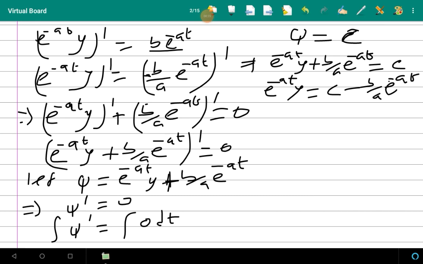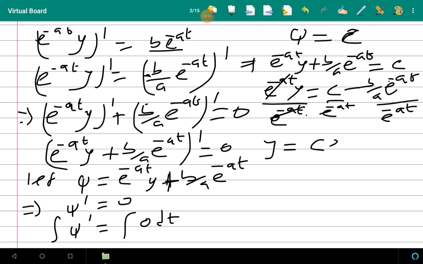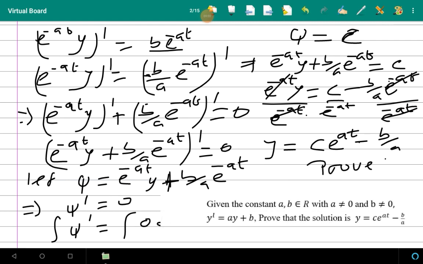Now divide through by e^(at). Dividing here by e^(-at) and e^(-at), this goes with that, leaving y equal to c e^(at). The negative turns out to become positive, so I write it as e to the positive at minus, this cancels that, leaving b over a, and we have proved what they are asking us to prove.